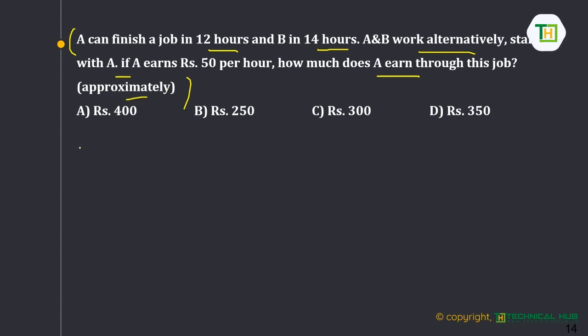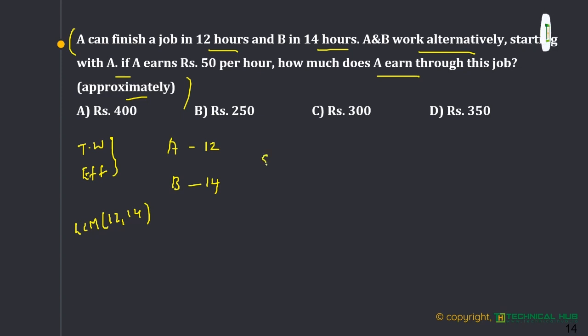So remember, to solve any question in time and work, first you have to calculate the total work and next you have to calculate the efficiency. If you know these two things, you can crack any question in time and work. See, A can finish in 12 hours and B can finish in 14 hours, but I don't know what work they are doing. So I will assume a total work that is exactly divisible by 12 and 14. So simply take the LCM of 12 comma 14, which is 84. So let the total work be 84 units.